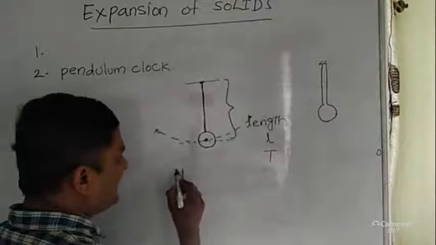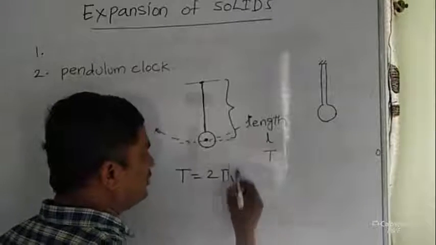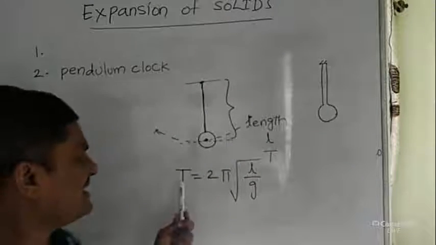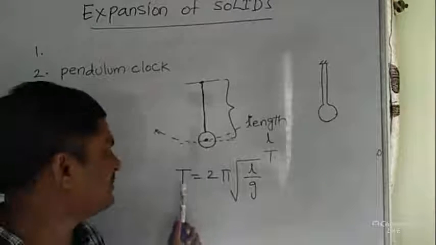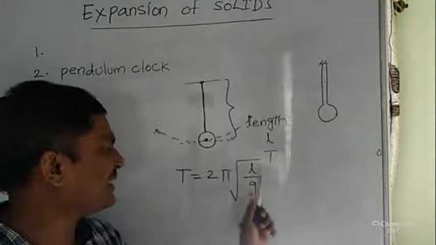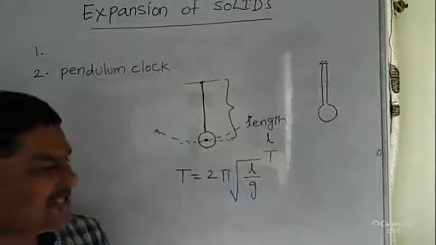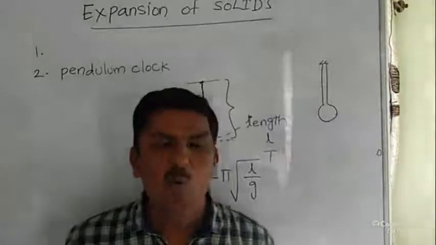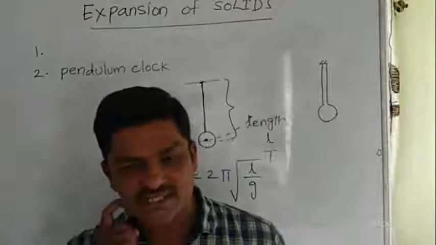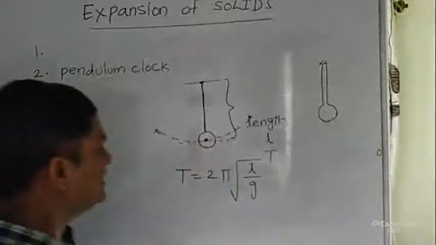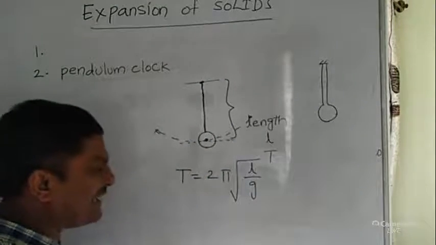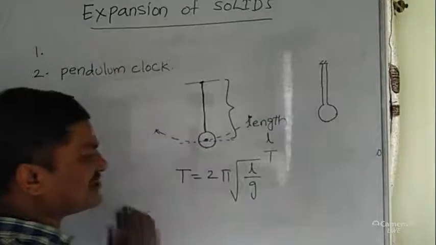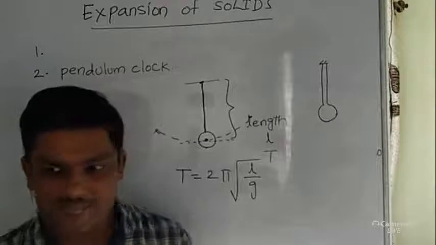You know the expression for the time period of a simple pendulum, T equal to 2 pi into root of L by g, that you studied in the oscillations chapter. In that chapter you also studied the seconds pendulum. A simple pendulum whose time period is equal to 2 seconds is called a seconds pendulum. Here L is the length of the simple pendulum and g is the acceleration due to gravity.